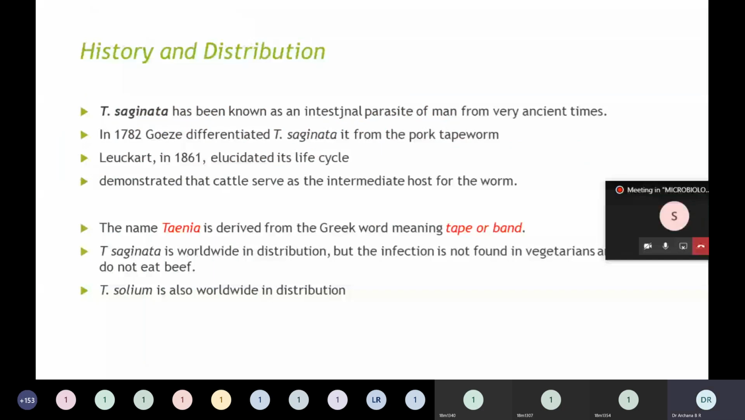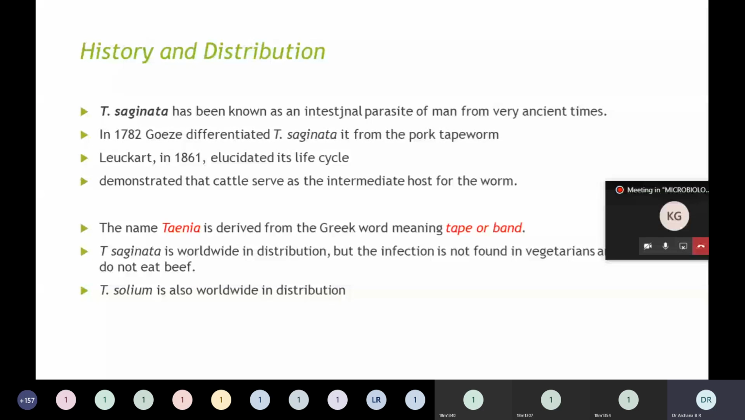Coming to the history and distribution of Taenia. Taenia saginata has been known as an intestinal parasite of man from very ancient times. In 1782, Goeze differentiated Taenia saginata from solium. And in 1861, Leuckart described its life cycle, and also demonstrated that cattle serve as an intermediate host for Taenia saginata. The name Taenia is derived from a Greek word meaning tape or band.